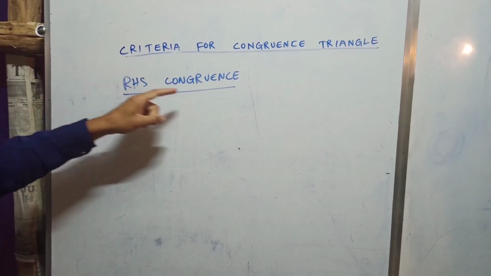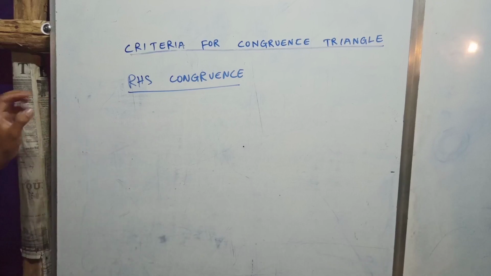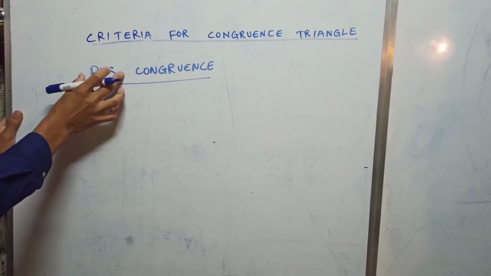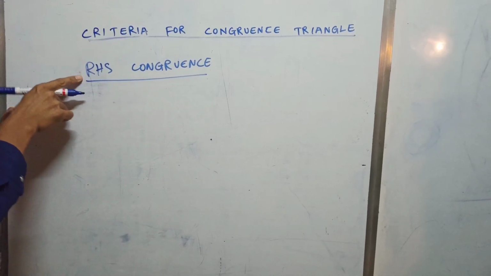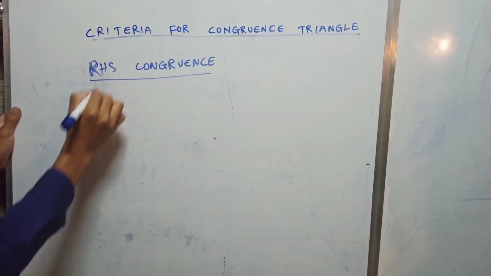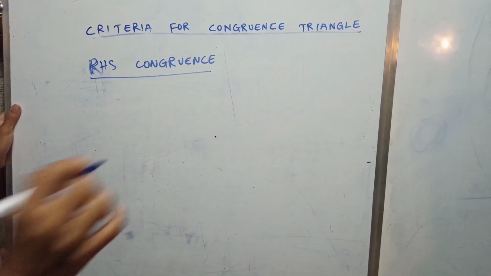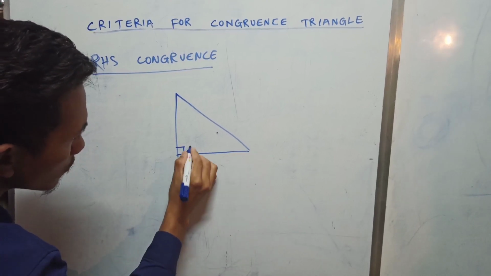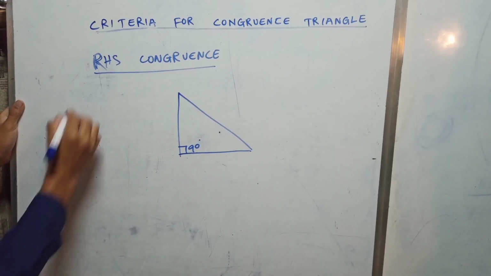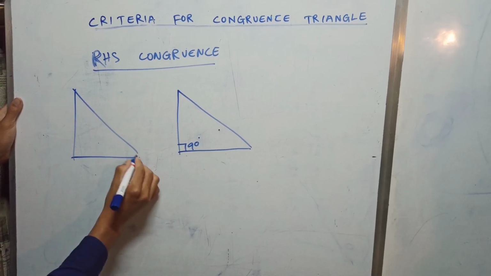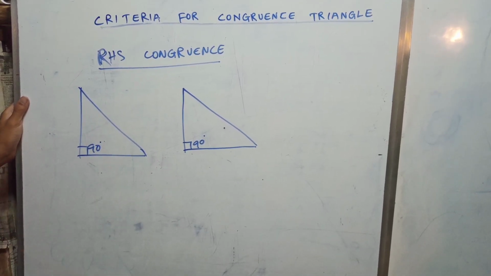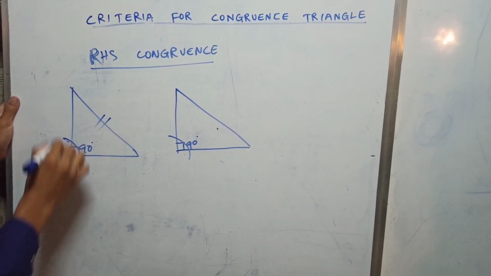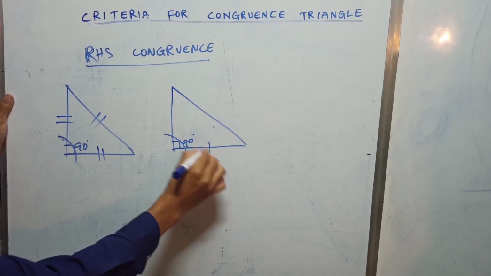Let us talk about RHS congruency. Two triangles are said to be in RHS congruency only when there is a right angle. Right angle means 90 degrees. Okay, let us draw one triangle. This must be 90 degrees. And here let us draw another one, and this should be 90 degrees. This is the hypotenuse, this is the adjacent, this is the base.